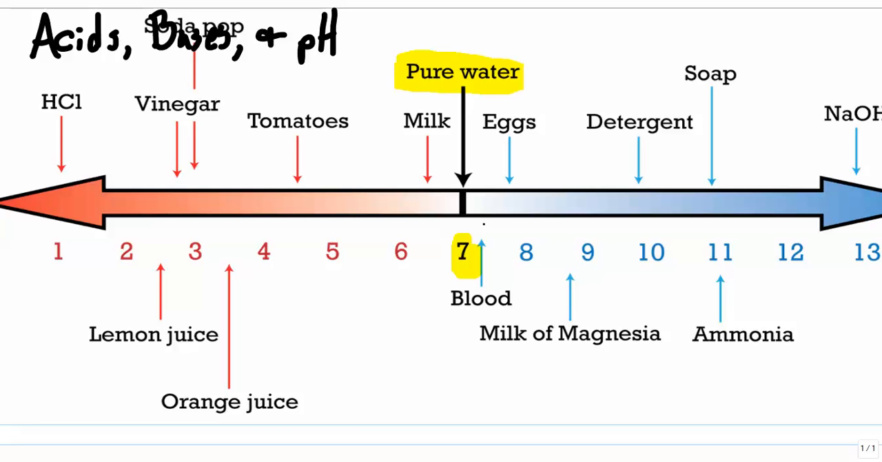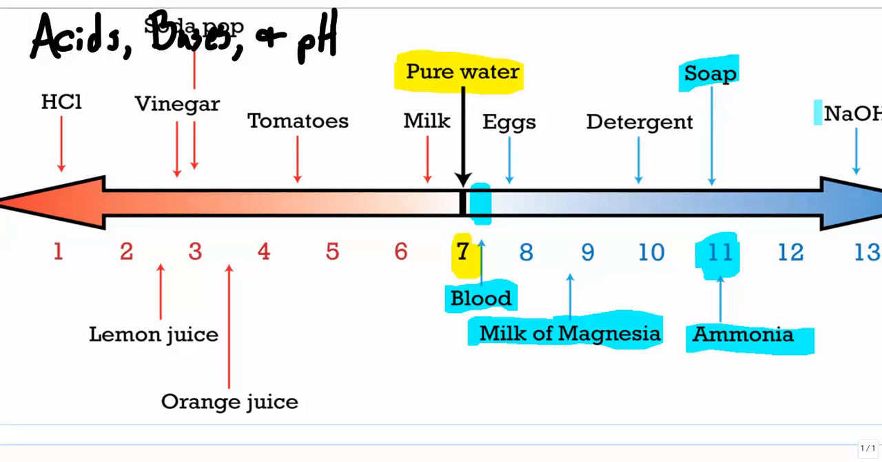And then usually, for whatever reason, students are less familiar with bases. And bases, remember, have more of the hydroxide, more of the OH minus ions. So we have things like your blood. Your blood is just slightly basic. Milk of magnesia, like that Pepto-Bismol type stuff. Ammonia is pretty basic, out here at 11. Soap is basic. Drain cleaner, sodium hydroxide, is basic.